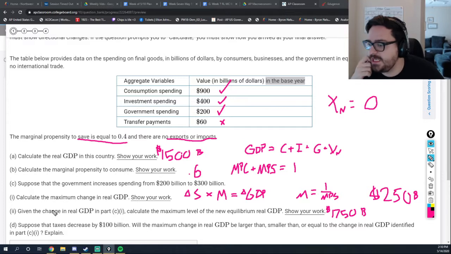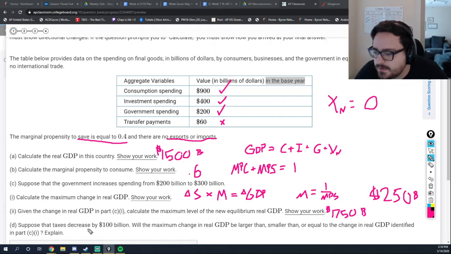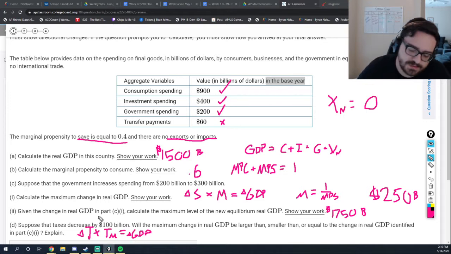The last part, D, suppose that taxes decrease by 100 billion. Okay. Would the maximum change in real GDP be larger than, smaller than, or equal to the change in real GDP identified in part C-I? You can do the math for this if you want. The formula for this, technically, is change in taxes times the tax multiplier equals the change in GDP. So they decrease taxes by 100 billion.